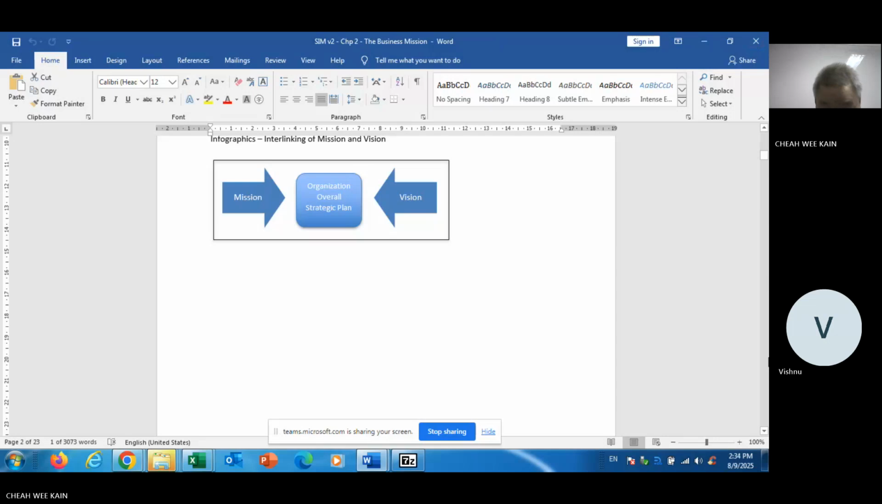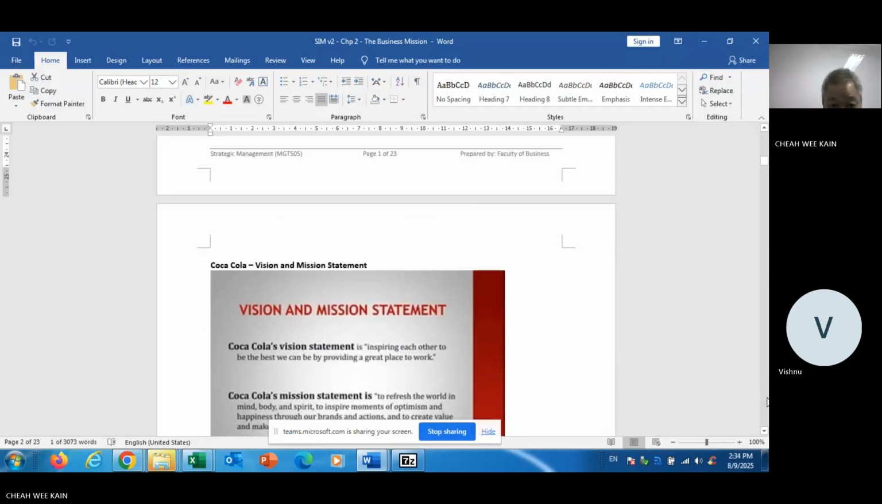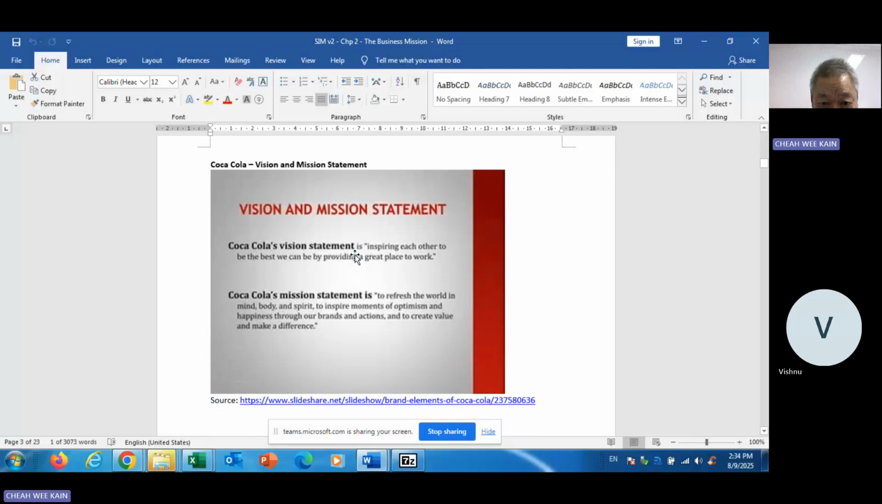Okay. So now we just carry on a little bit. Let's look at the Coca-Cola mission and vision. Their mission: inspiring each other to be the best we can by providing a great place to work. Really unclear. And vision: to refresh the world in mind and body and spirit, inspire more. A little bit more clear. Not because the vision is not so clear. I think one of the reasons is because Coca-Cola is selling everywhere, in every country.